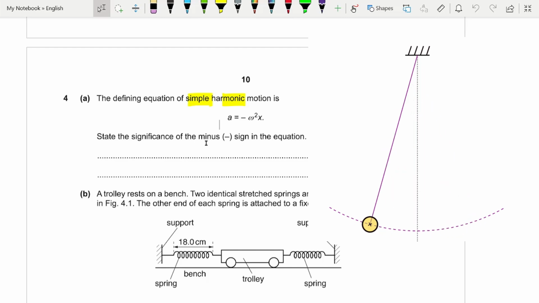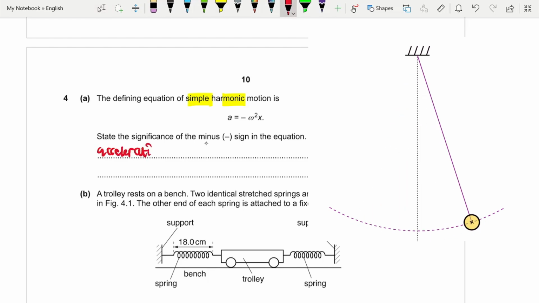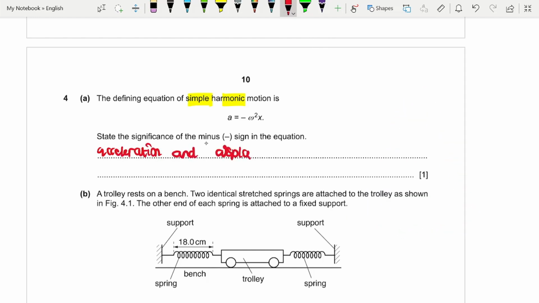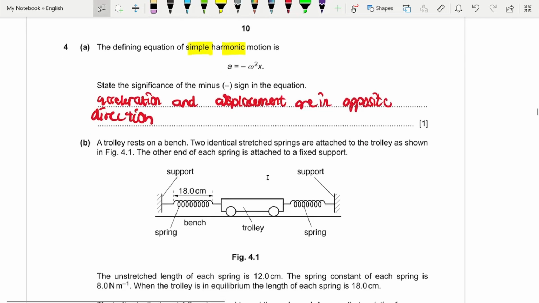But then what you're just going to say is that the negative sign tells me that acceleration and displacement are in opposite directions. And that's very important. That tells me that if acceleration is here, displacement is opposing that.